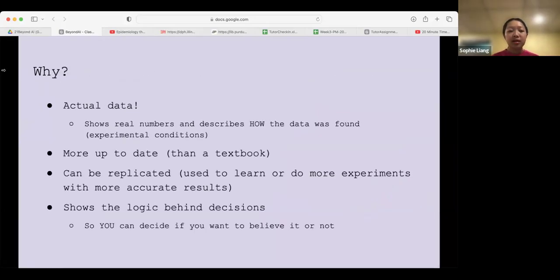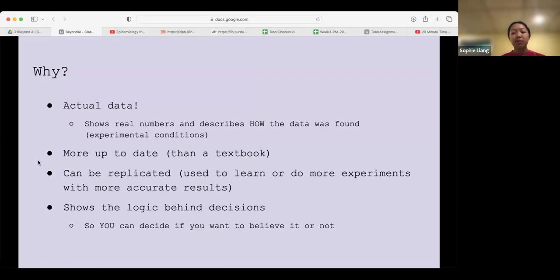he helped us. So first let's talk about why you might want to read a research study. Well, there's a lot of reasons. One is it's actual data. It shows real numbers and describes how the data was found, like the experimental conditions in which it was found. Like this is not just guesswork or predictions. This is real numbers and observations of what happened.